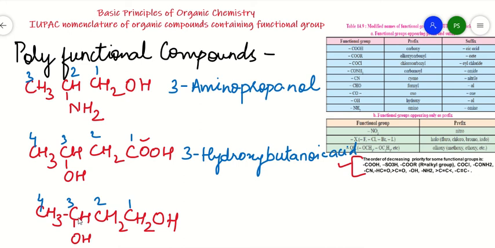So how would we write the name of the compound? We will write the number of carbon atoms, that is butane, on position one and on position three, diol. This is how we write the IUPAC name of a compound containing two or more similar or different functional groups. Thank you, children.